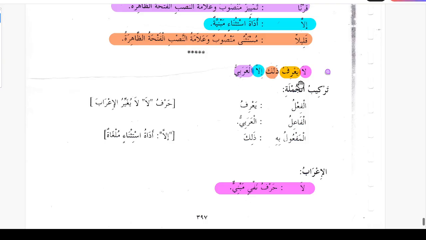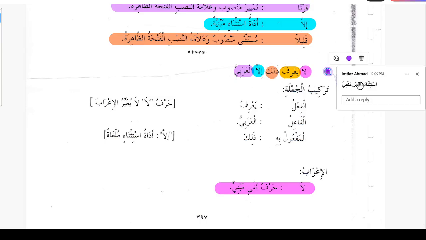The next one is la yarifu zalika illa al-arabiyyu. The Arab knows that, or no one knows it except the Arab people, they know it. So this is again the istisna, but this is naqis, it does not have mustasna minhu and is also la manfi. So in this case we said that la will cancel illa and then the remaining sentence will behave normally. So whatever the function of this word is in the sentence, it will carry that i'rab. So here it is fa'il, so that is why it is marfu.